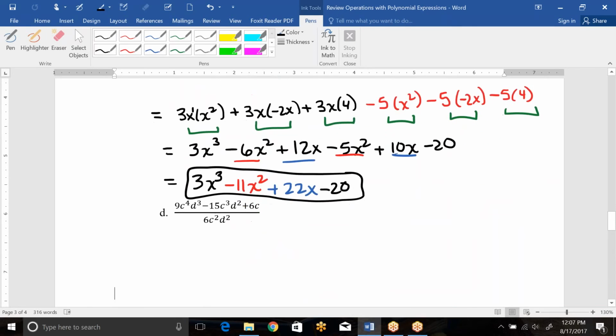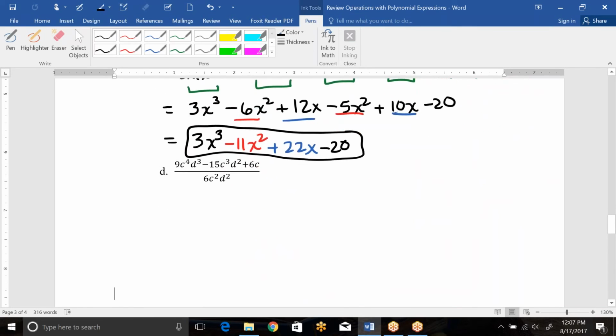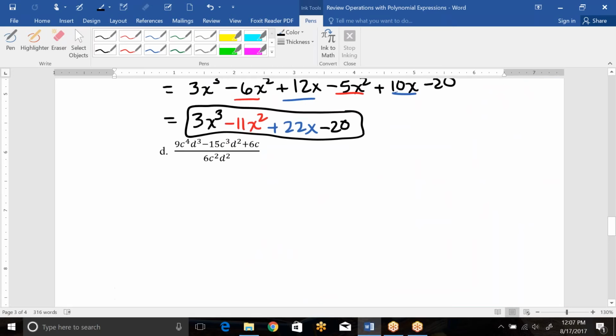Okay, for part D, we have dividing by a monomial. So we're going to split this up since this is one term on the bottom. There's no plus or minus down there. We're dividing by a monomial. When you're dividing by a monomial, you can think of it as separate fractions. You just split them up based on where the subtraction or adding happens on top.